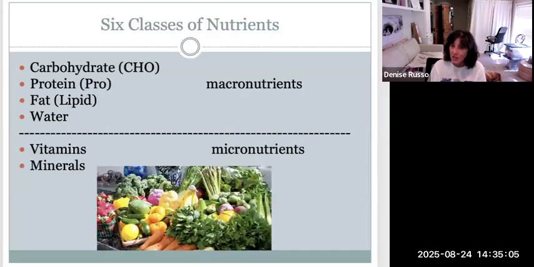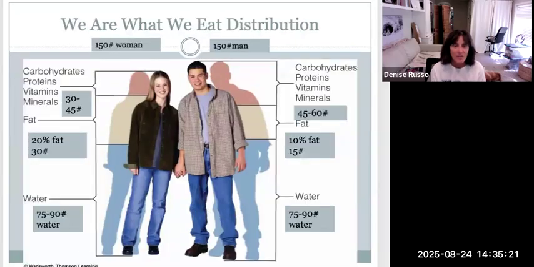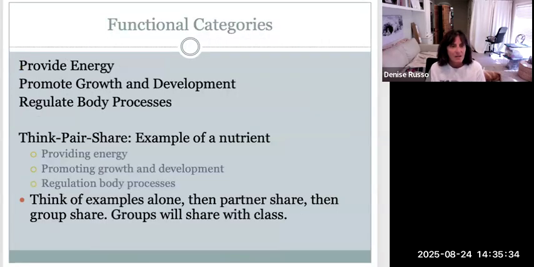There are 6 classes of nutrients. The macronutrients include carb, protein, and fat. I'll give you other ways to classify those. Those are the macros along with water, and then the micro, the small nutrients, are vitamins and minerals. And that is actually related to the composition of our bodies. If we look at how much of each of the different nutrients comprise our bodies, we see that water is the greatest amount, and then there's some differentiation depending on your body. I think we've talked about that already.